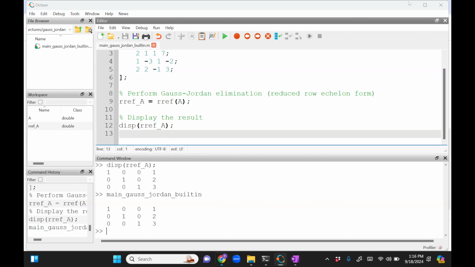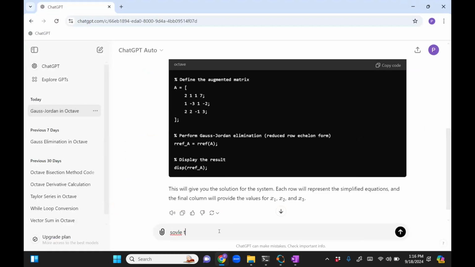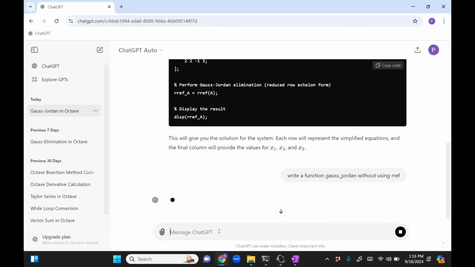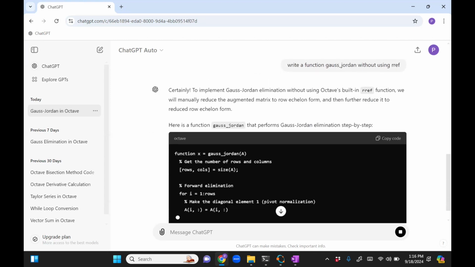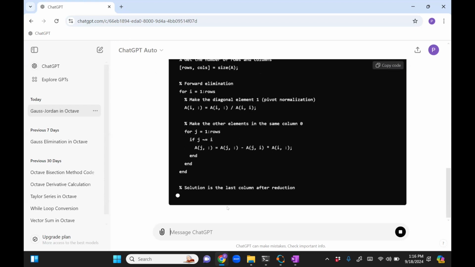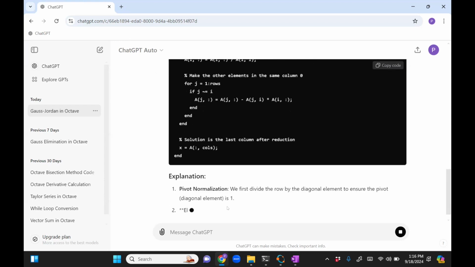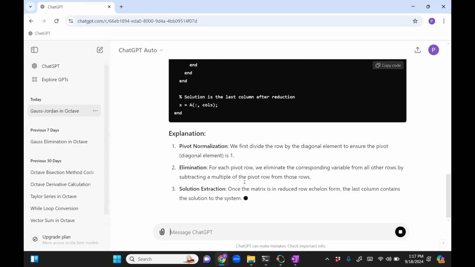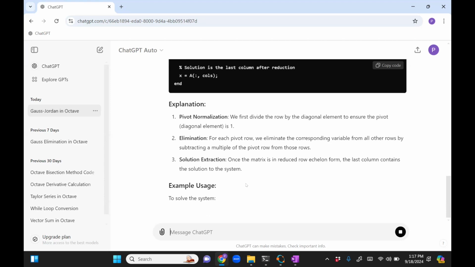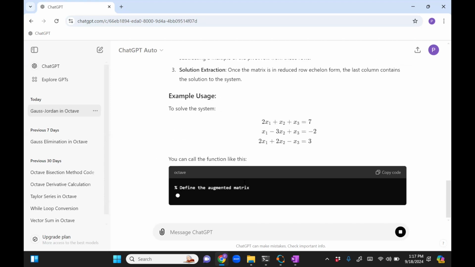Let's see if it can generate the code for me. Solve, write a function Gauss Jordan without using rref. Okay, so here's the code.